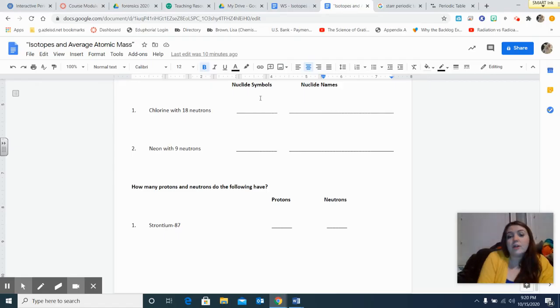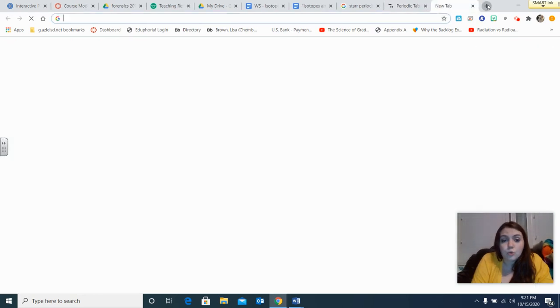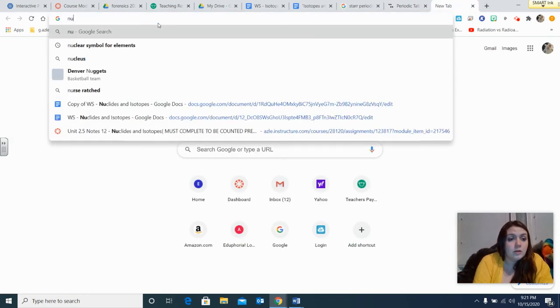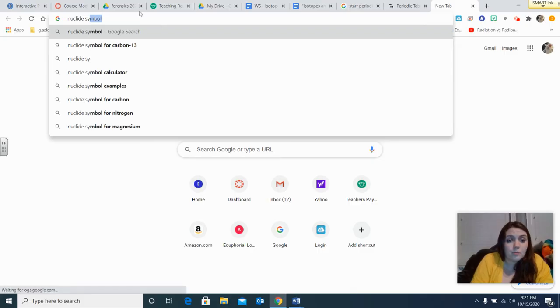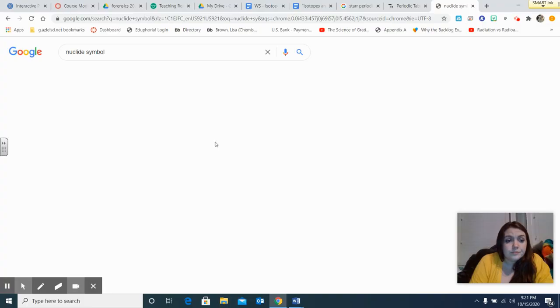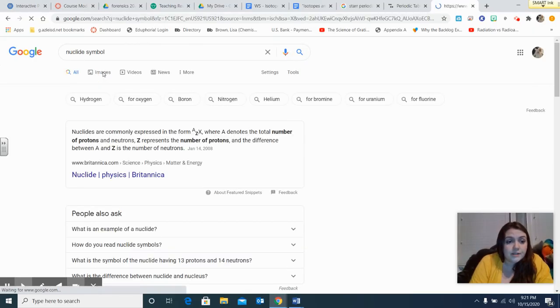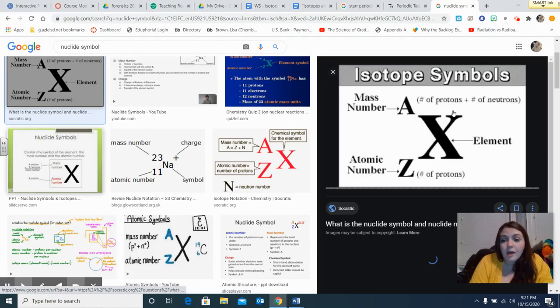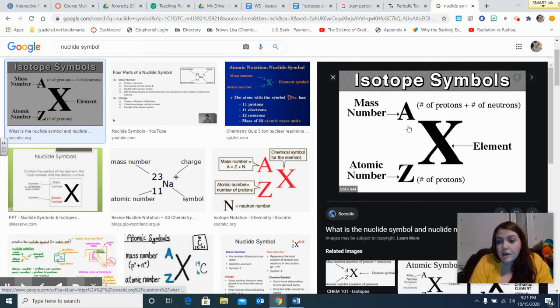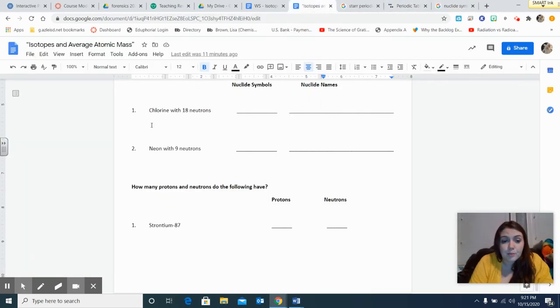And then down here, it says nuclide symbol and nuclide name. So a nuclide symbol is, let's just Google one. A nuclide symbol. Come on, internet. Give me a nuclide symbol. Here we go. So it always has the element symbol there, the mass number on top, which is protons plus neutrons, and the atomic number, which is the number you find on the top of the periodic table, on the bottom. Okay, so if I was looking at that first example, chlorine, well, the symbol for chlorine is Cl.